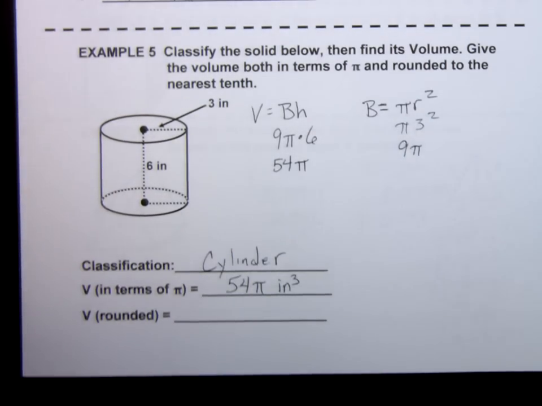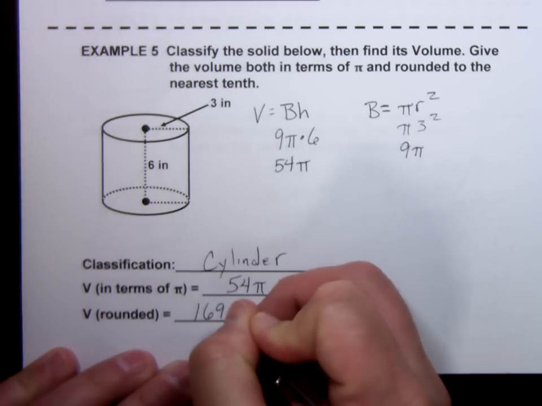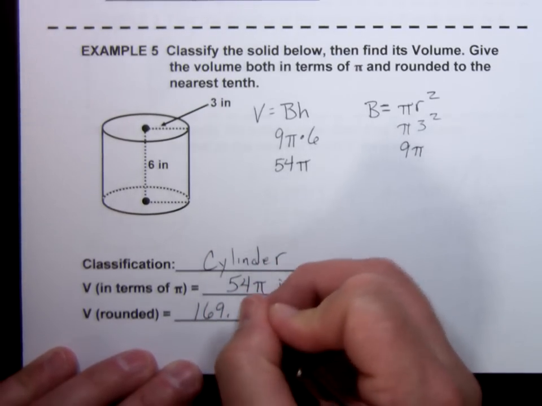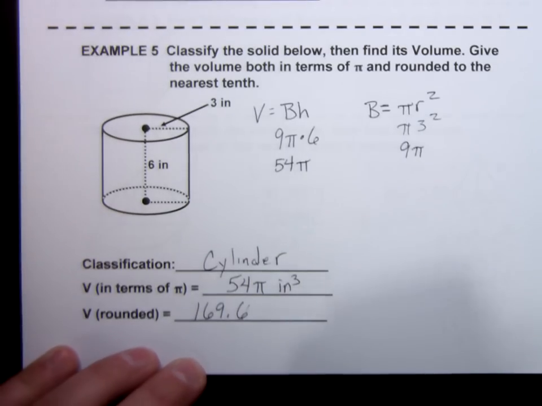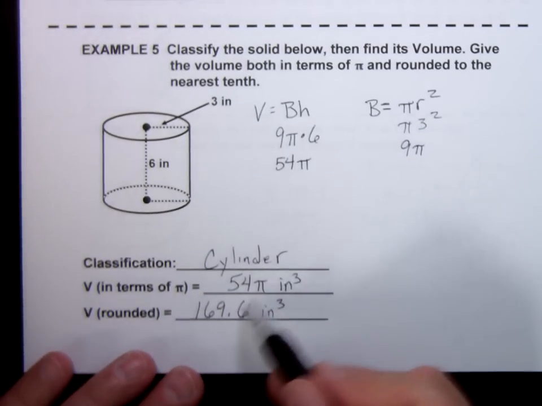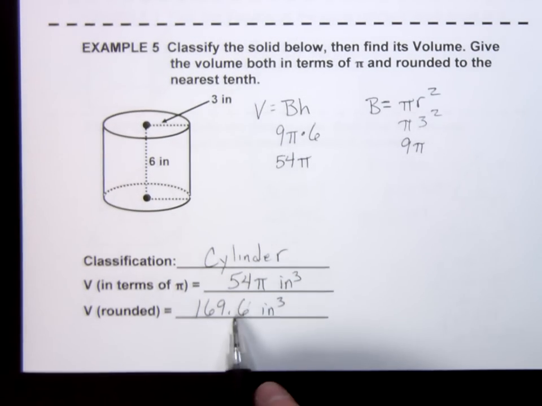Okay, now if I want to round that off, I can type it in the calculator. 54 pi is approximately 169, and it said round to the nearest tenth. I got 0.64. That 4 is not big enough to make that 6 round up, so 169.6 inches cubed. These are basically the same thing. This is exact, this is rounded, but otherwise they're the same thing, they just look different.